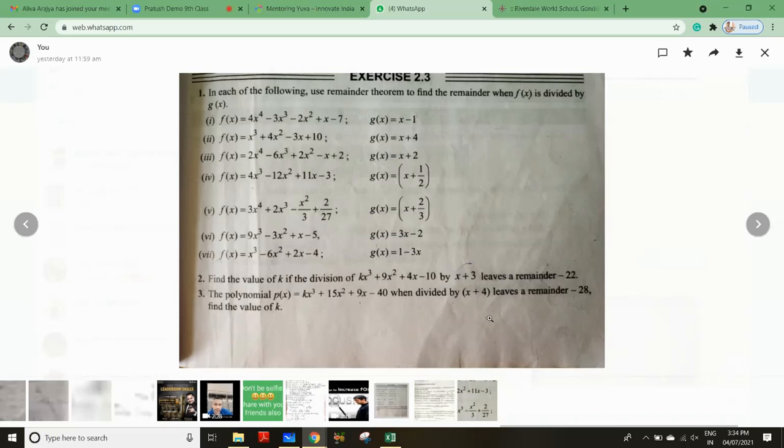So in the sixth question, you can see on the screen that gx is 3x minus 2. When you substitute 3x minus 2 equal to 0, it will become 3x equal to 2 and x equal to 2 by 3. Now we will substitute x equal to 2 by 3 in fx and we will get the answer.